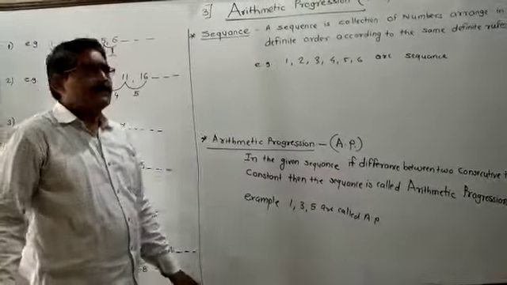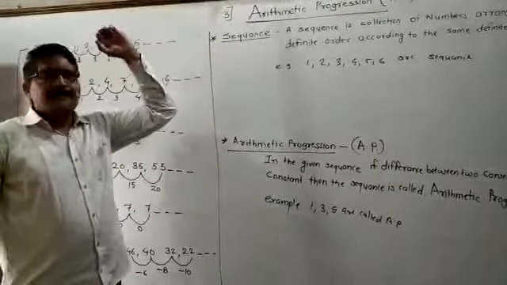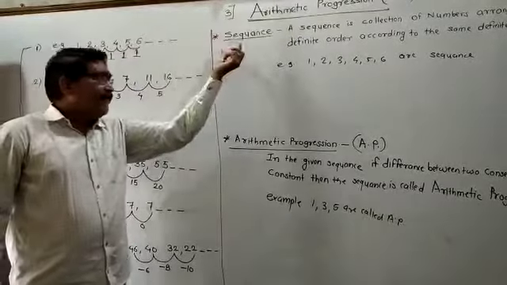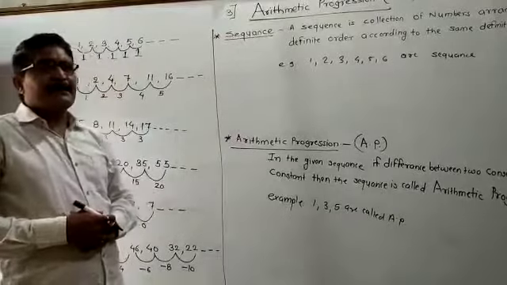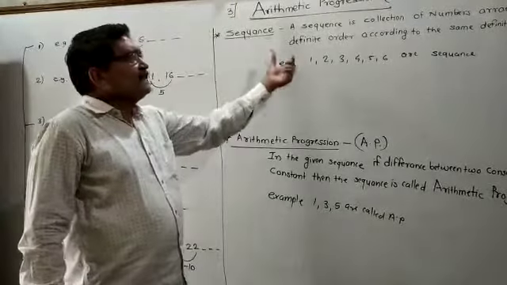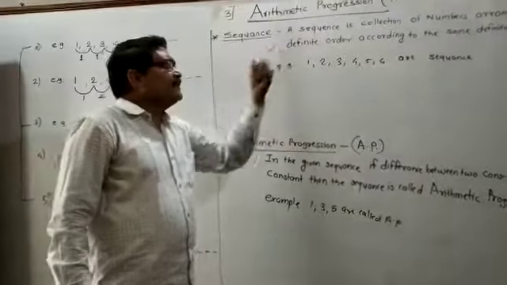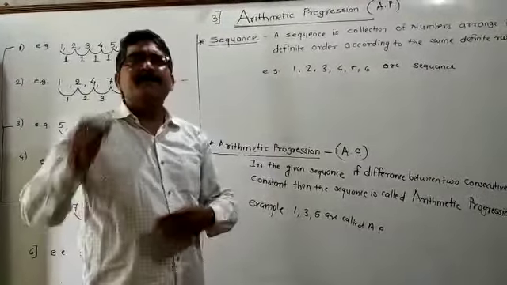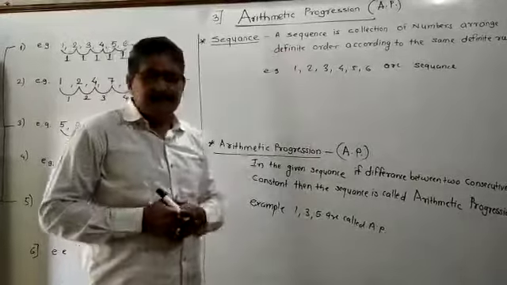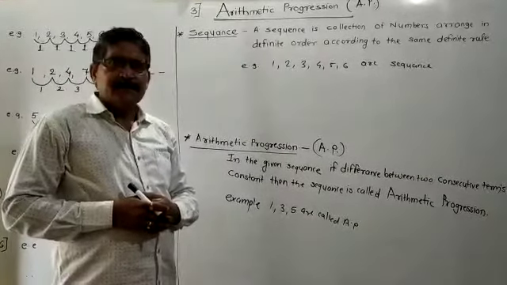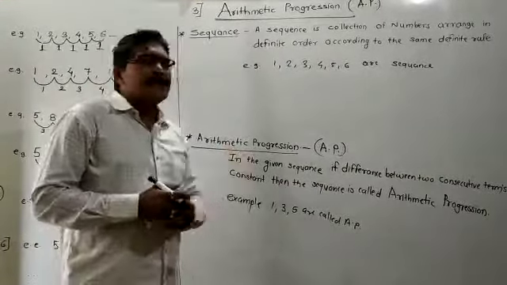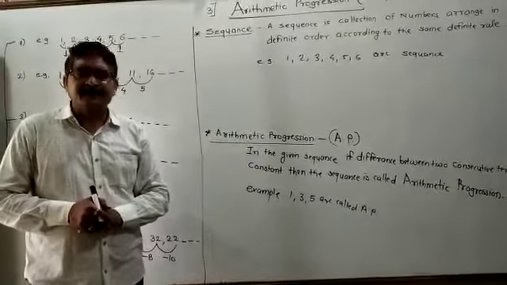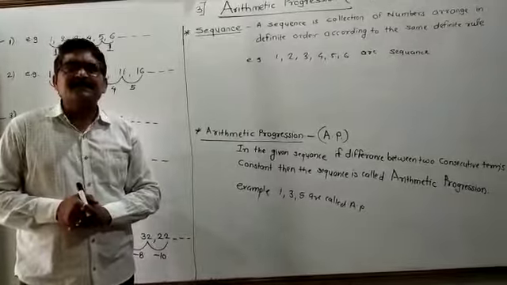Everybody understand? So what is the difference between a sequence and an AP? A sequence is a collection of numbers arranged in a definite order according to the same definite rule. If the rule is the same, then that is called a sequence. And AP means the difference between two consecutive terms is constant. Then you say that the sequence is in AP.